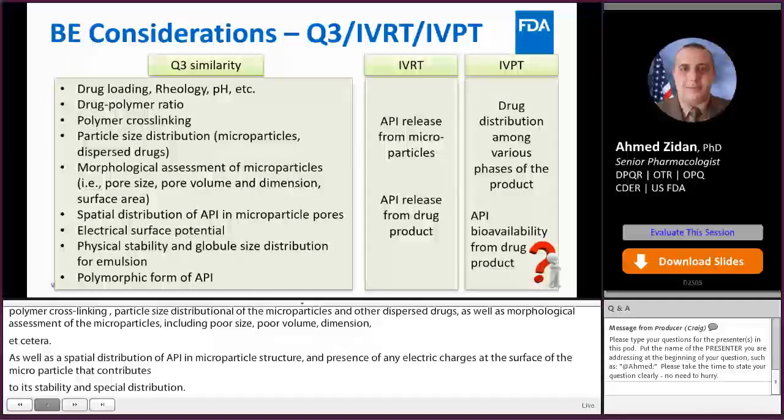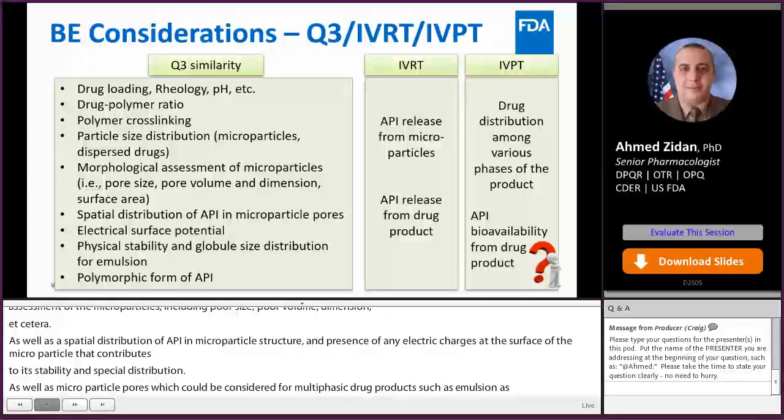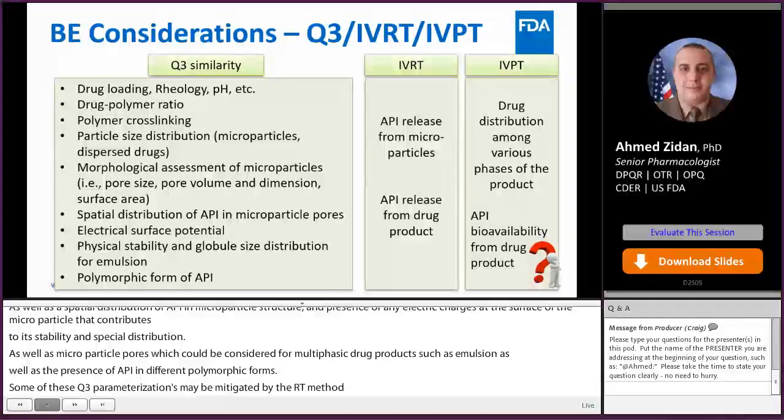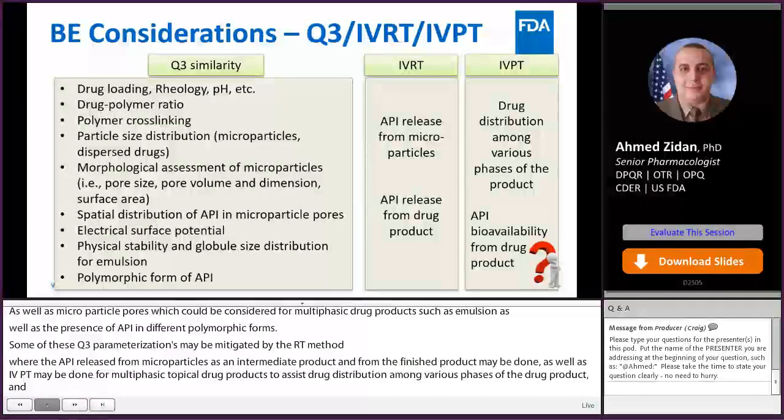Some of these Q3 parameters may be mitigated by running an IVRT method, where API release testing from the microparticle as one of the intermediate products and from the finished product may be done, as well as IVBT, and this especially for multiphasic topical drug products, to assess drug distribution among the various phases of the drug product. However, the IVBT is still questionable regarding its use as a surrogate for API bioavailability from these drug products.